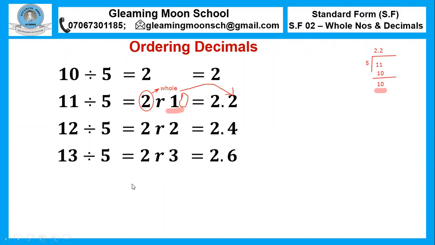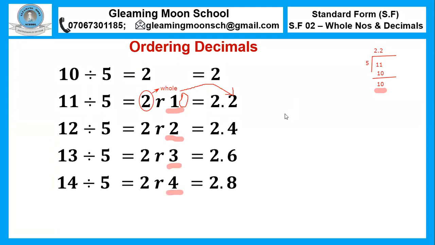So that would give us what? 2.6. Now, we increase our number of sweets, this time 14 sweets, 5 of us sharing it again. So we're going to have how many remaining? 4 remaining. And then if we put our 2 whole, decimal point, add 0 in front of 4 to make it 40, 5 goes into 40 8 times, so we will have 2.8. And then if we increase again, now remember, we have had 1 remaining, 2 remaining, and then 3 remaining, and now we've got 4 remaining.